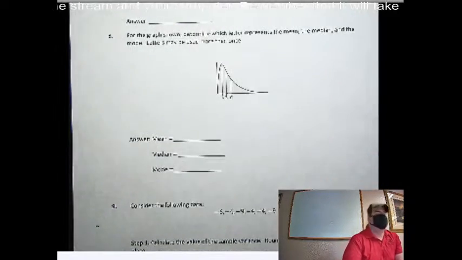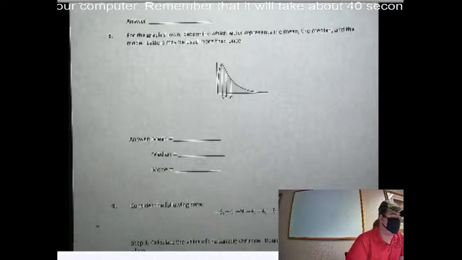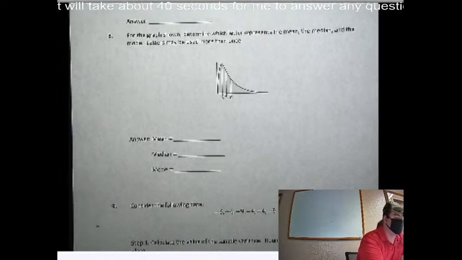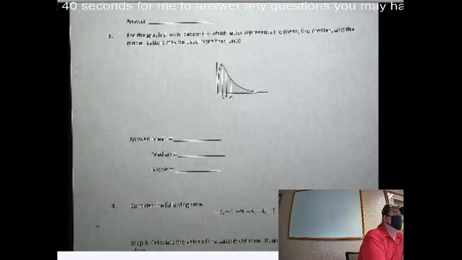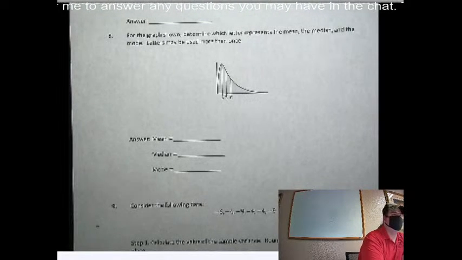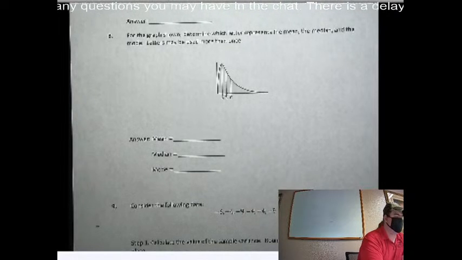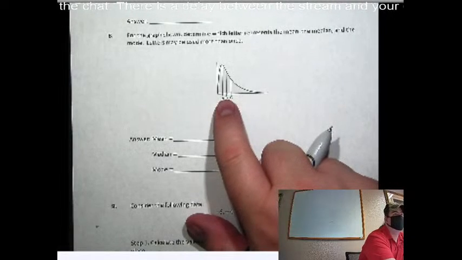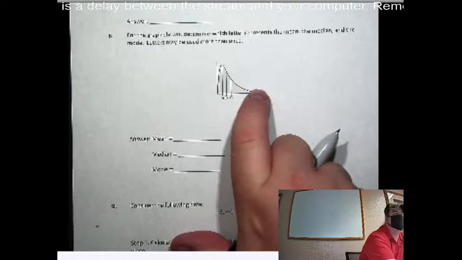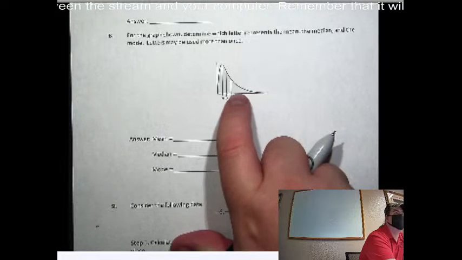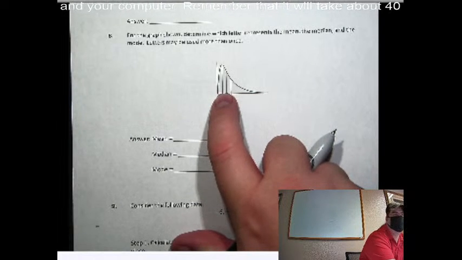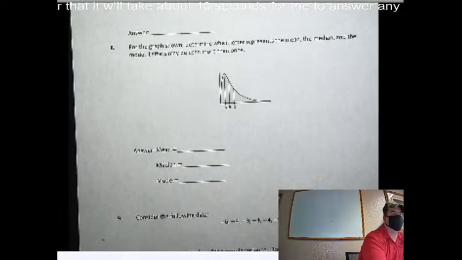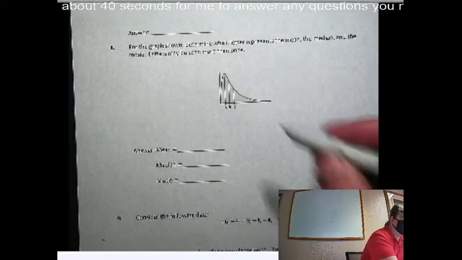Next, for the graph shown, determine which letter represents the mean, the median, and the mode. Letters may be used more than once. Okay, so we've seen this one before. First of all, the mode is the number that occurs the most. And so on this graph, a hump, so as this thing increases, these numbers are increasing in frequency. So this hump right here shows us the most frequent number, which is the mode. So that'd be A.